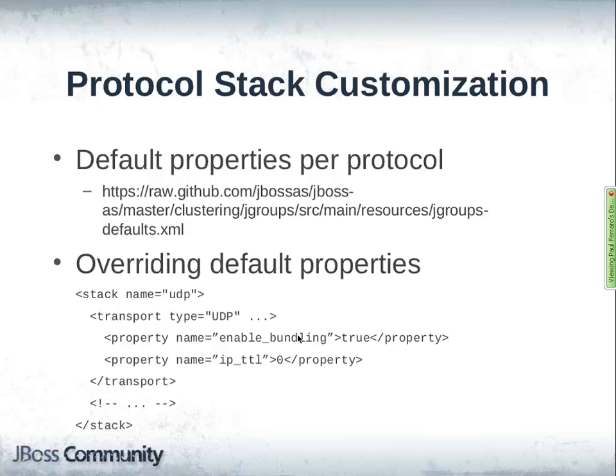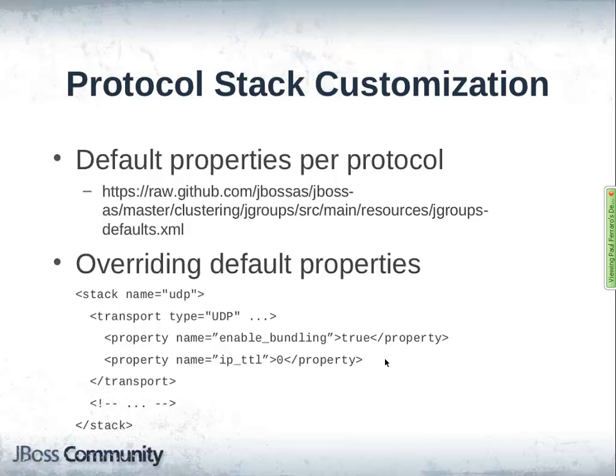amend my UDP stack and enable bundling, which will help if I'm sending lots of broadcasts, I can bundle them into groups and send them out as a bundle as opposed to firing them off one at a time. So you could turn that on quite simply just by enabling bundling. This is another example of how you would change the TTL.